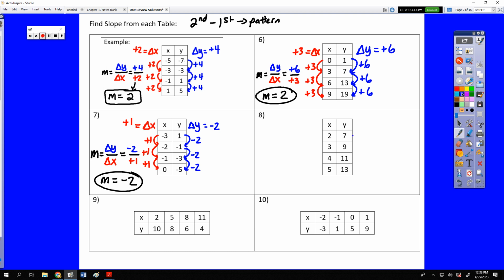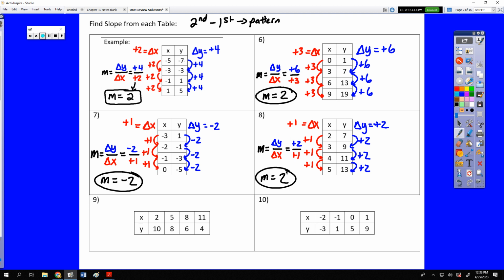On to number 8. 7 to 9 is a gain of 2. We're going up by 2. We are increasing by 2 in the y column. So the change in y is positive 2. The x's are increasing by 1 unit. We're going up by 1. So our change in x is positive 1. So again, our slope is change in y, which is positive 2, divided by the change in x, which is positive 1. 2 divided by 1 is 2.